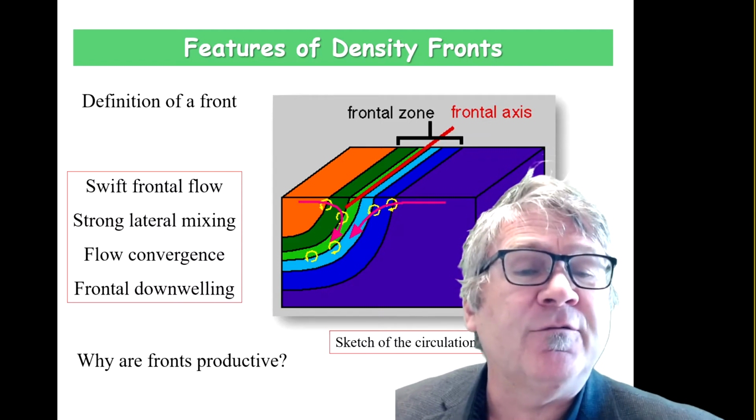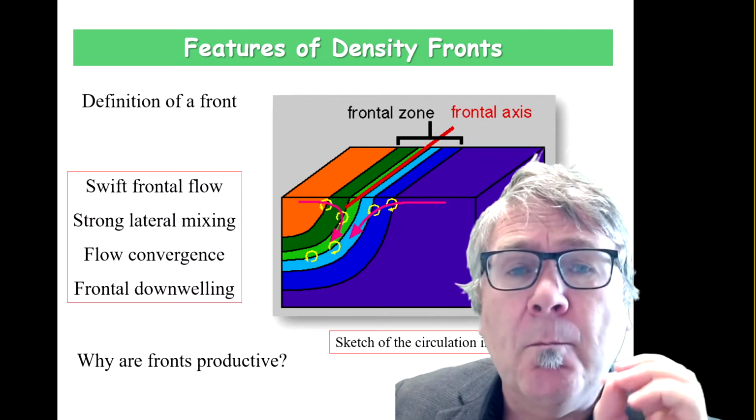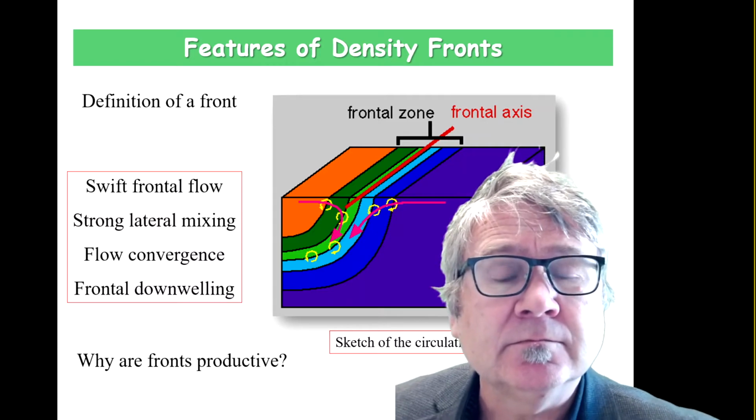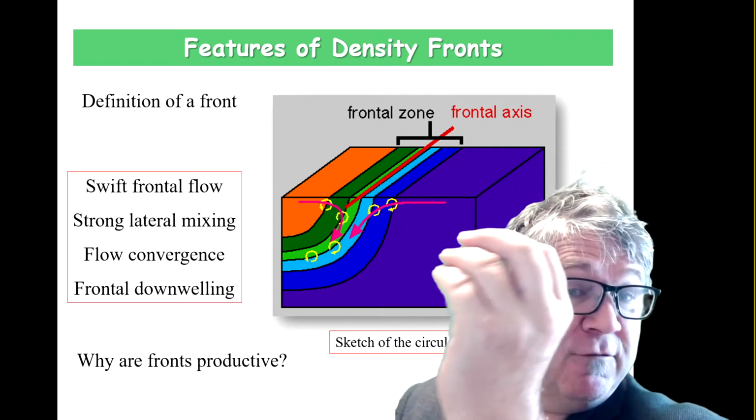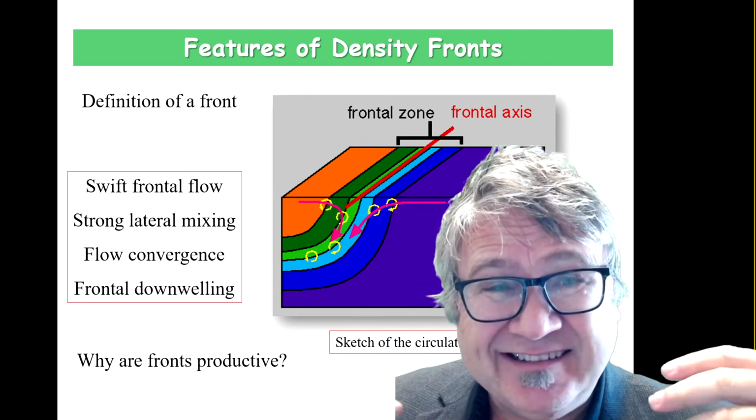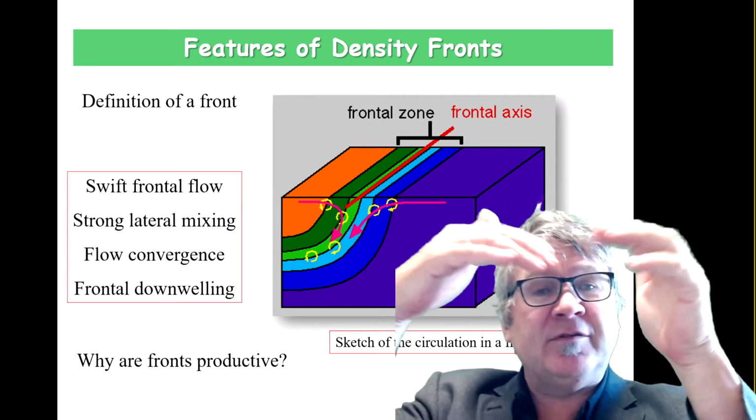One answer is that fronts are productive because fronts can trap buoyant organic matter, buoyant matter that floats. So it does not become downwelled, it stays on the surface and becomes trapped. It's a trap.